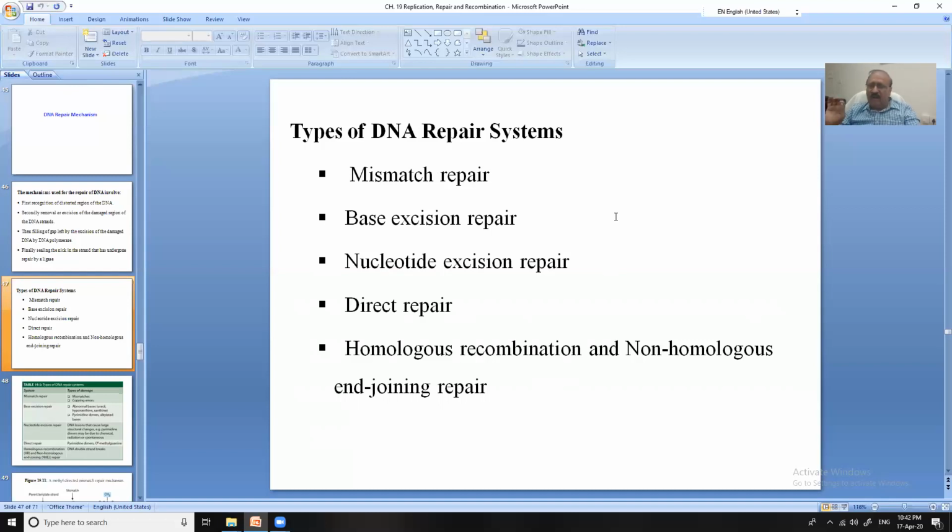I told you that whatever the DNA repair system, there is definitely a role of a few enzymes. They are exonucleases, endonucleases, DNA polymerase, and DNA ligase. These are the four enzymes, and they are involved in all types of repair.